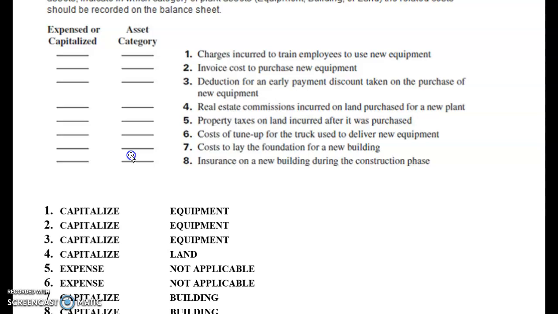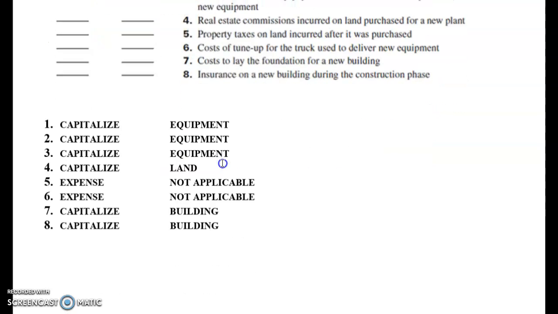Duke Energy. They build a new electric generating facility. Interest on new building during the construction phase. Capitalized, building. So sometimes even the interest on the loan used to build a new building can be capitalized in certain circumstances. So it's not just insurance for number 8, it could be interest.